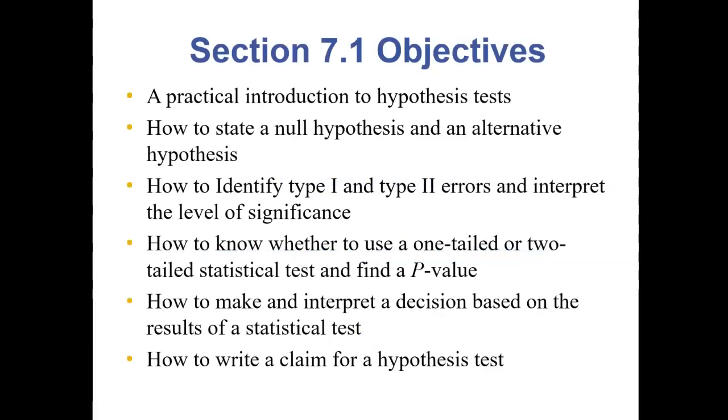Section 7.1, Objectives. We will look at what we mean by a hypothesis test. We will look at how to write a null hypothesis and an alternative hypothesis, and at the same time, what do they mean? We will identify different errors, which are type 1 and type 2 errors. You will look at different kinds of tests in your hypothesis testing. You will also learn how to interpret the decision and write a claim for a hypothesis test.